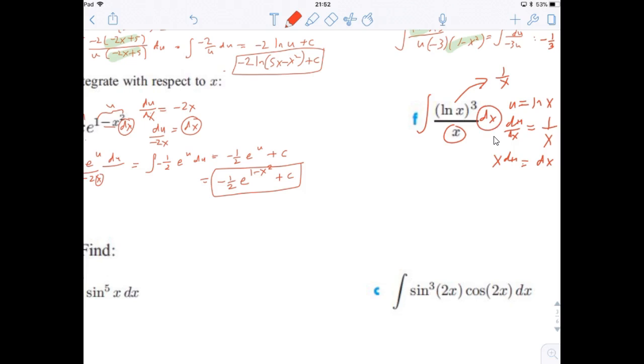So I'm going to replace dx with this expression here. I'm going to replace natural log of x with u. Okay, let's do that. So we'll have u cubed on the top and x on the bottom. We're going to replace dx with x du. Hey, these cancel out. So we're left with the integral of u cubed, which is u to the 4th over 4. And then we substitute back, u equals natural log of x. So we have natural log of x to the 4th divided by 4 plus c.